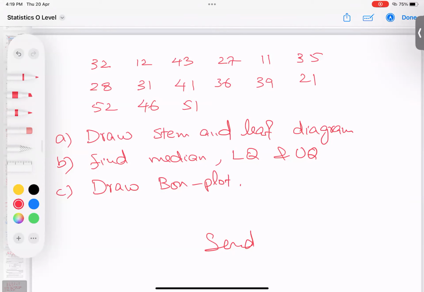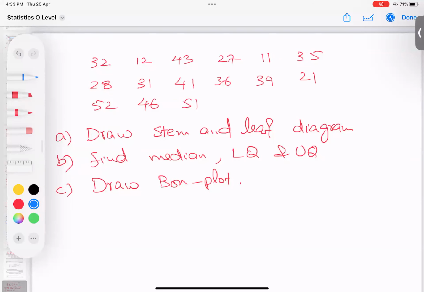Statistics. Okay, in this question I'd like to revise the idea of the stem and leaf diagram, median, lower and upper quartile, and the box plot. So students, all of you try this question, and then inshallah I will try it myself. Go ahead, please. Yes, student, you took a reasonable time.